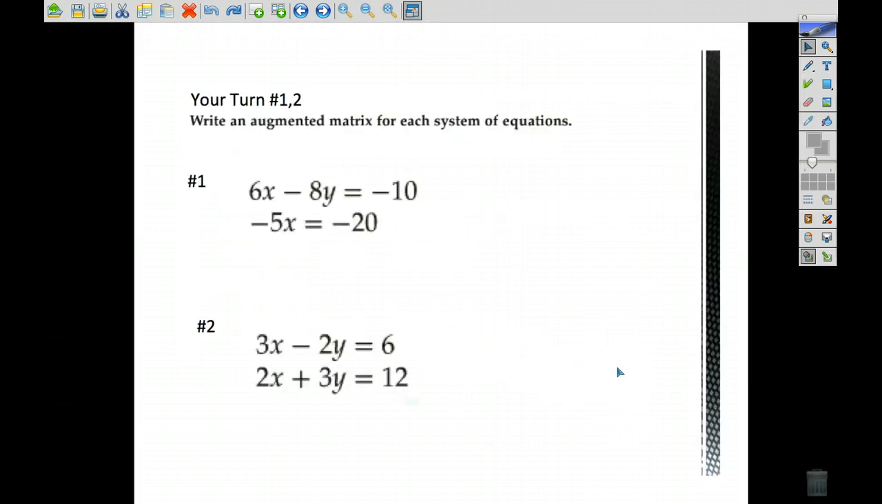Okay. So here's your turn, numbers 1 and 2. Write an augmented matrix for each system of equations. Go ahead and do that and come back when you are done.